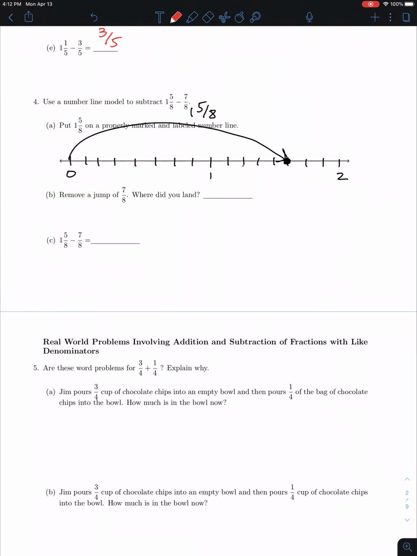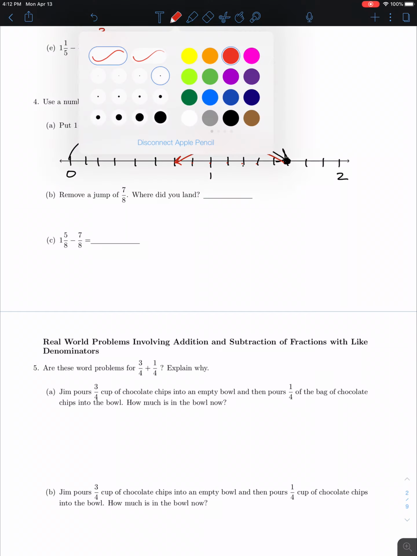We want to go to the left by 7 tick marks. So again, because everything's in terms of eighths, we can just count by the 7. So 1, 2, 3, 4, 5, 6, 7. So we're going to land here. So whatever this answer is going to be our final answer.